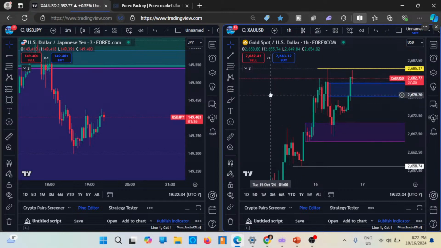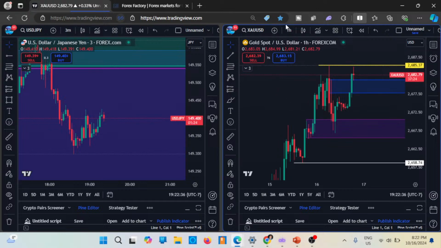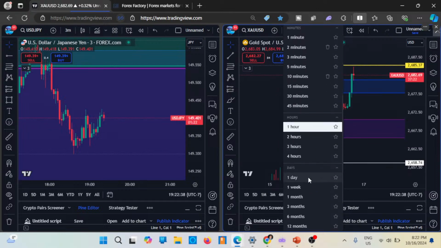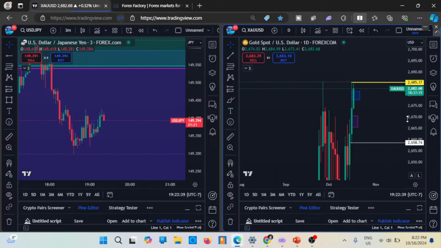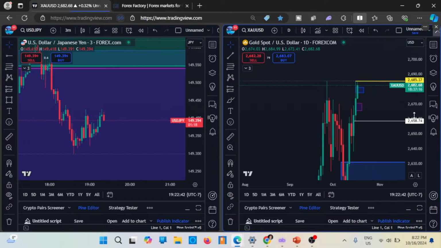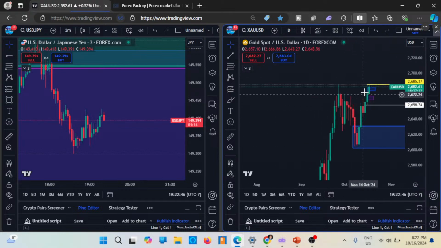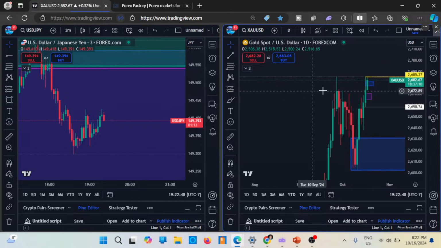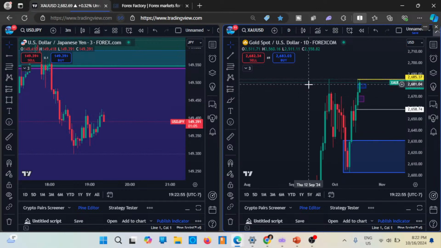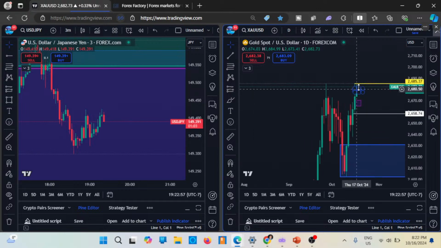So yeah, that's gold for you guys here. We're in an uptrend and currently at resistance. So if the price gets rejected, we will most likely sell. And on the daily time frame, same thing. We can see the nice uptrend. And I am anticipating that we're going to break this resistance. Let's see if that's actually going to happen.